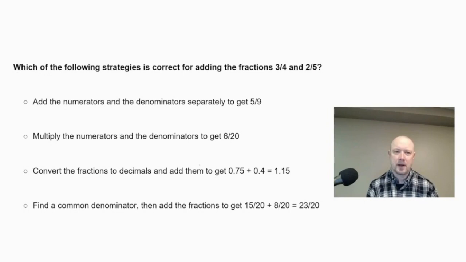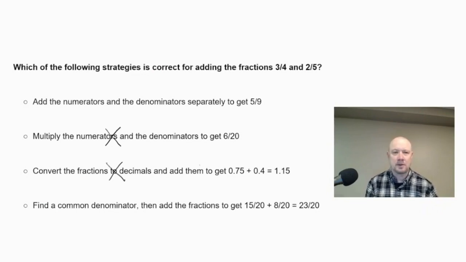Which of the following strategies is correct for adding the fractions 3/4 and 2/5? Okay, so the first thing I'm going to do is eliminate some of the choices here for the answers. So I'm going to eliminate the second choice because it says multiply the numerators and denominators to get 6/20. Well, we're going to do that when we're multiplying. We don't want to, in the third choice, convert the fractions to decimals and add them to get 0.75 plus 0.4 equals 1.15. That would be if we were working with decimals, so we're going to eliminate that.